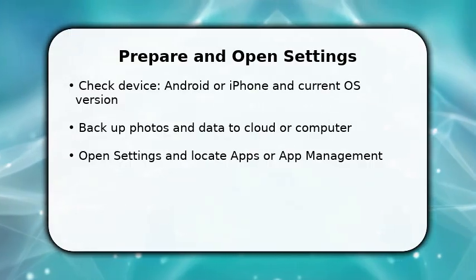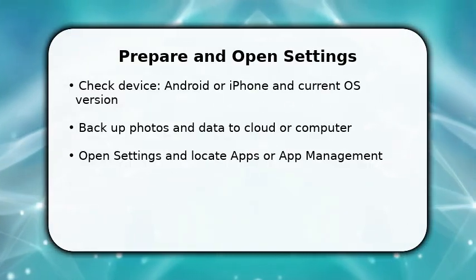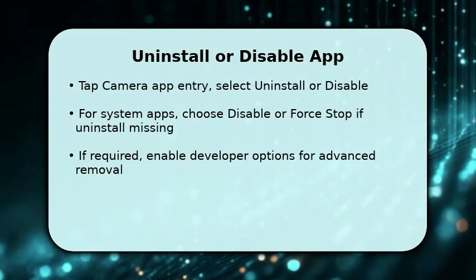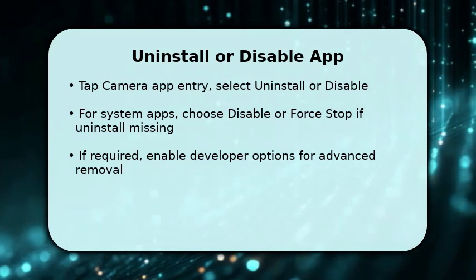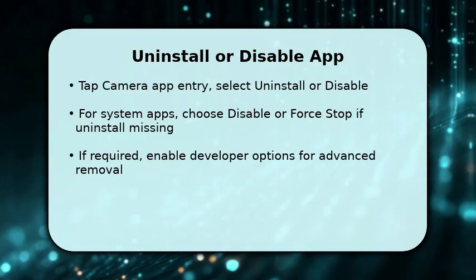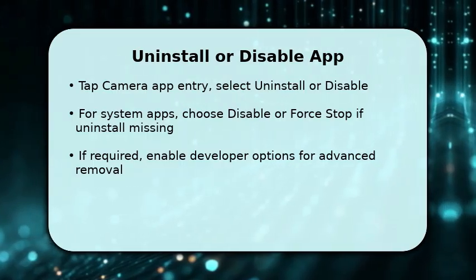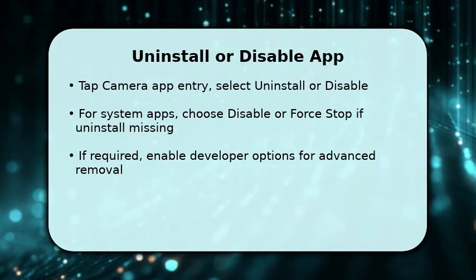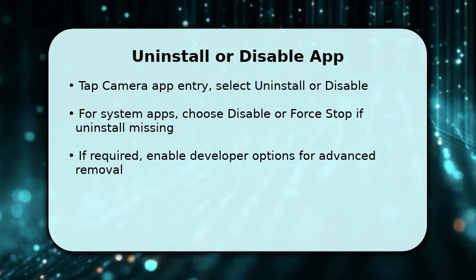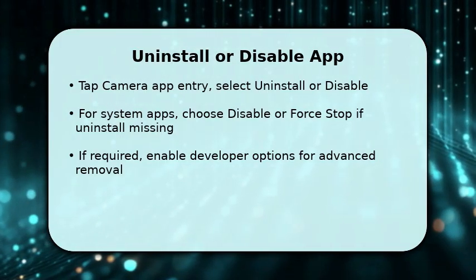Proceed to search for camera in the apps list and select it now. You'll now decide between uninstalling and disabling. Press the camera app entry and choose uninstall if permitted, which removes the app and frees space. If uninstall is grayed out, pick disable to stop it from running and hide it from the launcher. Use force stop to immediately halt processes.